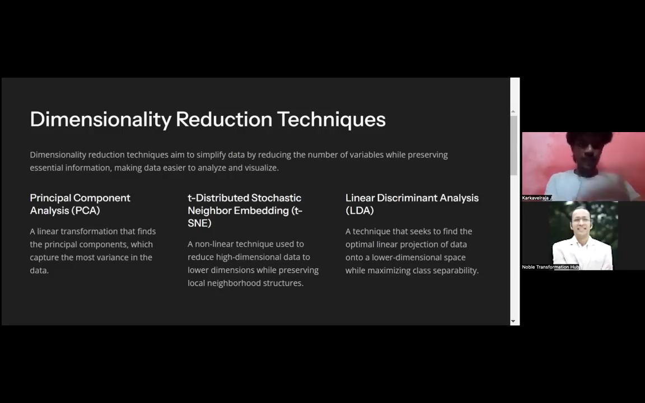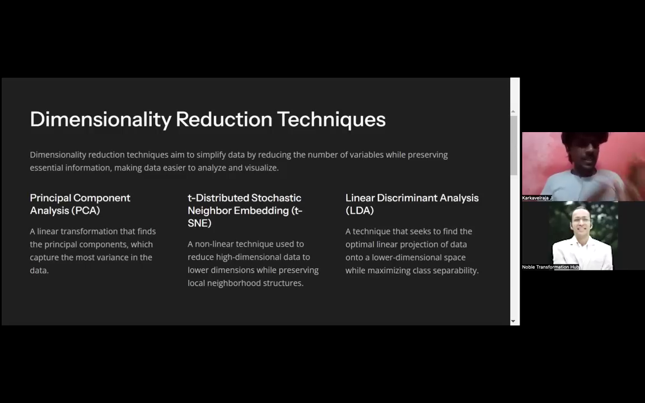PCA is one of the techniques for dimensionality reduction where we create a linear transformation, that is a line, in order to take multiple dimensions to two dimensions. t-SNE is non-linear, where it creates a shape like a circle, triangle, or rectangle, in order to make high dimensional data into low dimensional data. Whereas LDA is used to create a line. It also creates a line like PCA, but here it tries to make the classes widely distributed, so that the distance between two classes is very maximum. So that is all about dimensionality reduction and the types we have.